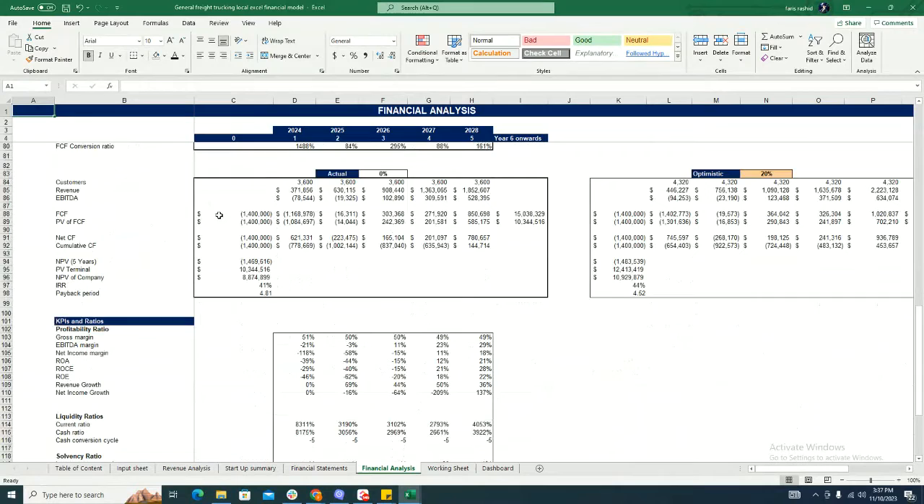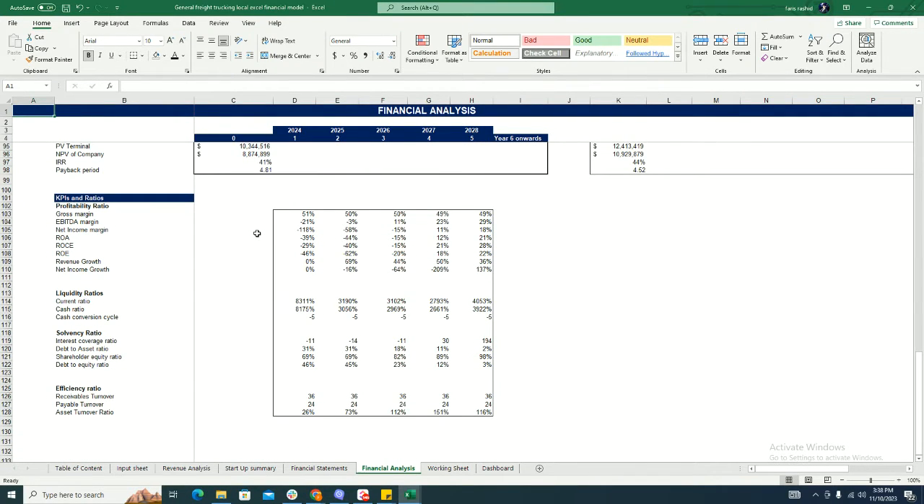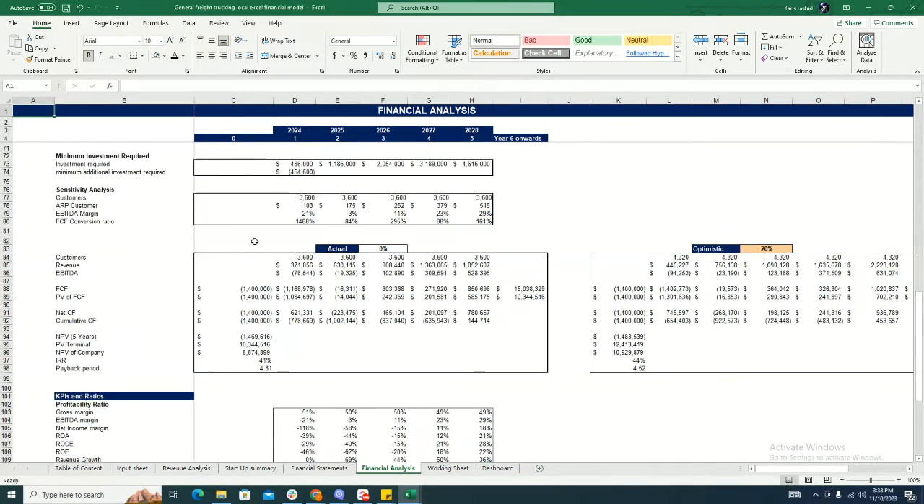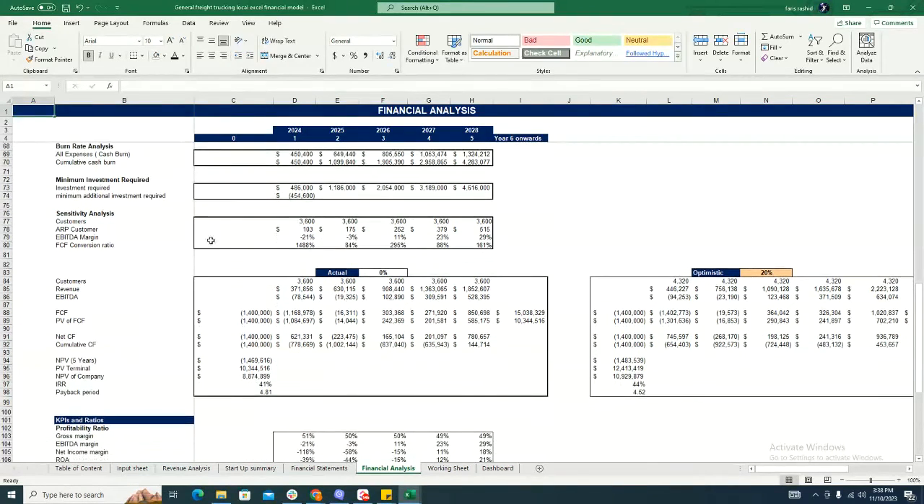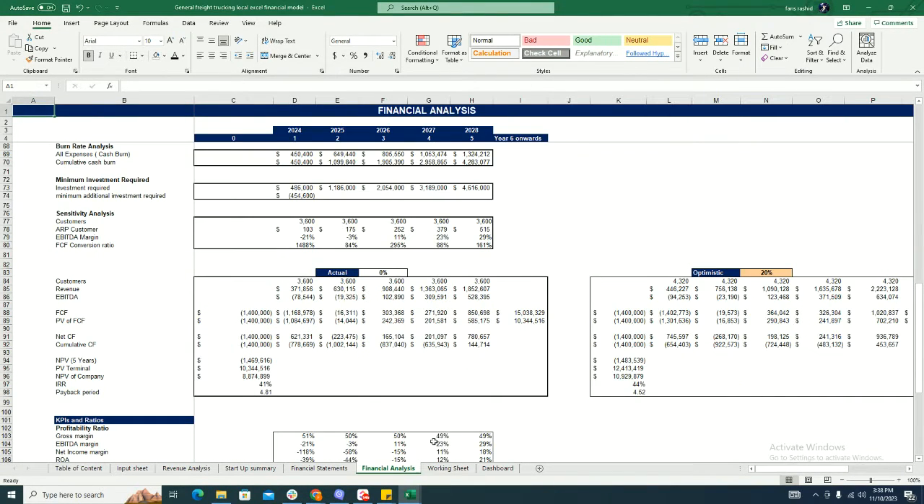Then comes the KPIs and ratios. The KPIs and ratios give you the profitability ratio, liquidity ratio, solvency ratio, and efficiency ratios. Then it also gives a brief on the sensitivity analysis. Over here, as you can see, the sensitivity analysis basically gives you a format of scenario-based analysis on three different scenarios that are actual, optimistic, and pessimistic.